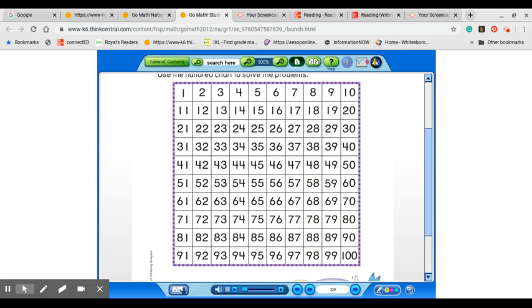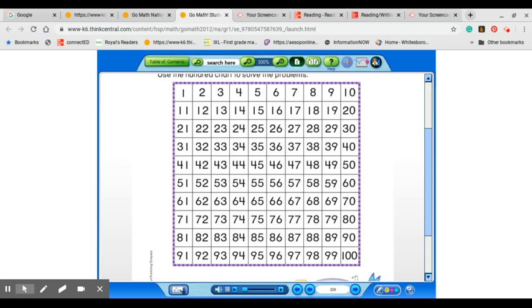Alice picks 12 flowers and then she picks 4 more flowers. How many flowers does Alice pick? I'm going to find the number 12 and I'm going to put my cursor on the number 12, and you can put your finger, which is always a great idea, on the number 12. She picked 12 flowers and then she picked 4 more.